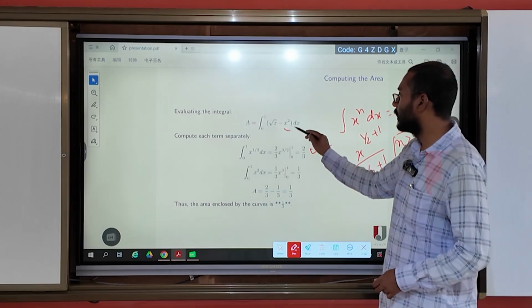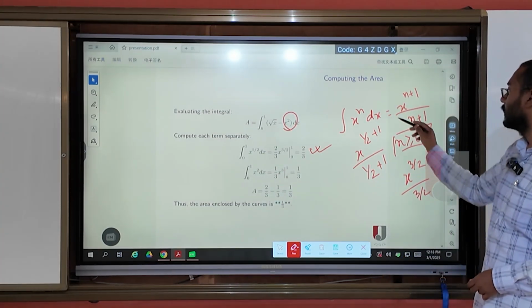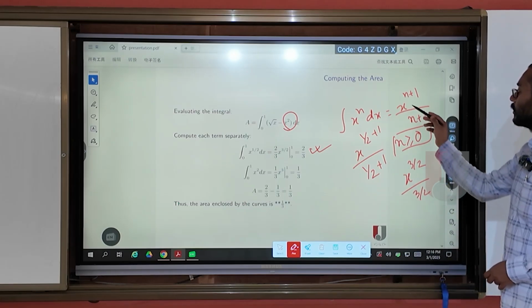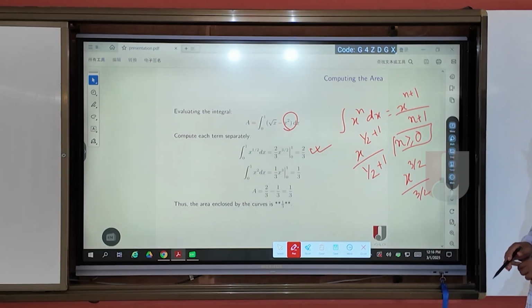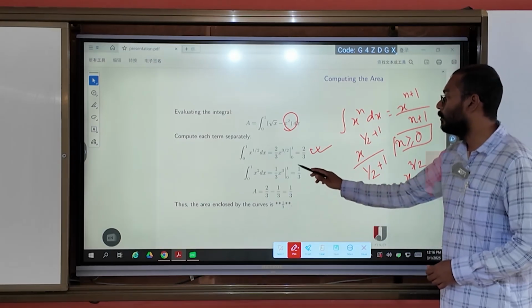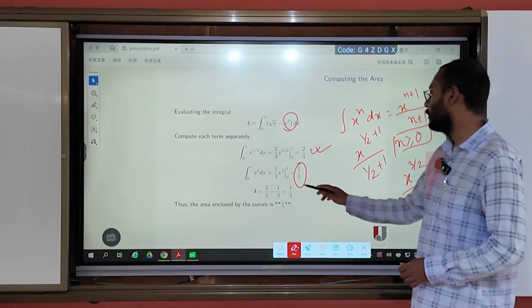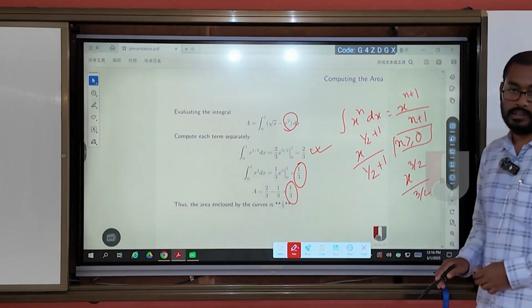Similarly for the function x square, if we integrate using the same result, here your n value is 2, so it is coming x cube by 3. Now simply put the values at 1 and 0, it will come 1/3. So 2/3 minus 1/3, so the ultimate value is 1/3.